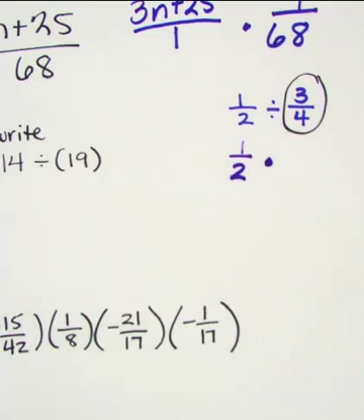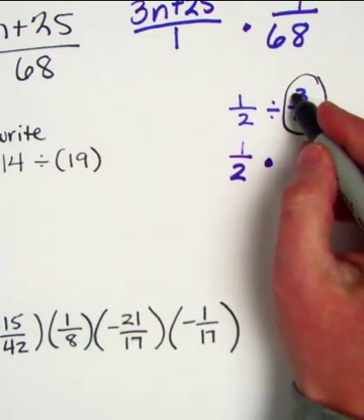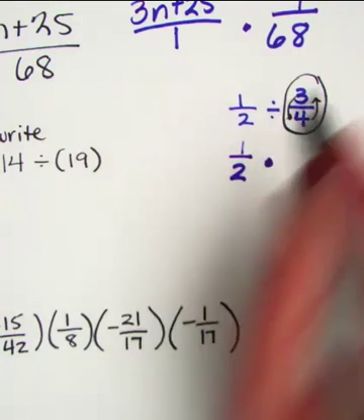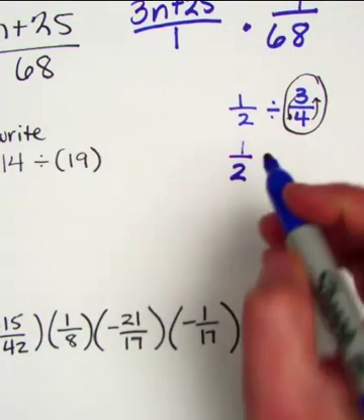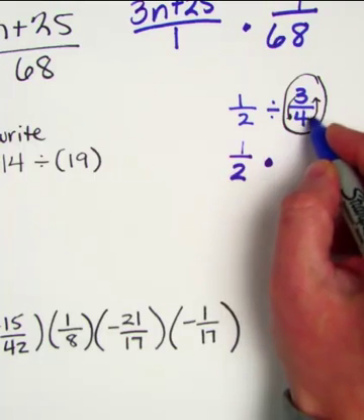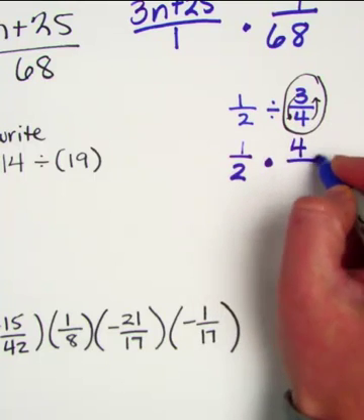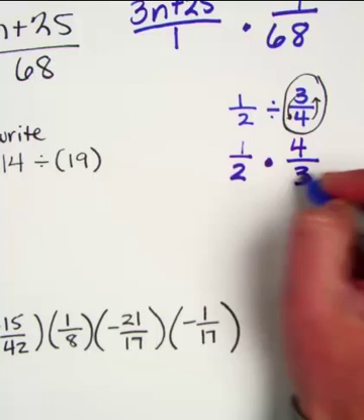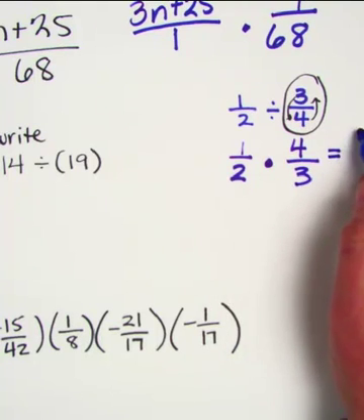And remember what a reciprocal is. You move the top to the bottom and the bottom to the top. If you don't remember that, we will get to it in class. But the bottom is going to come to the top, 4, and the top to the bottom, over 3. And now you can just multiply those and get 4 over 6.